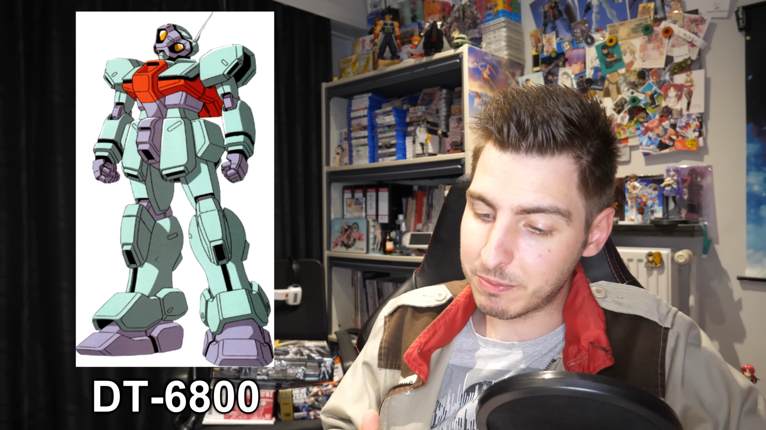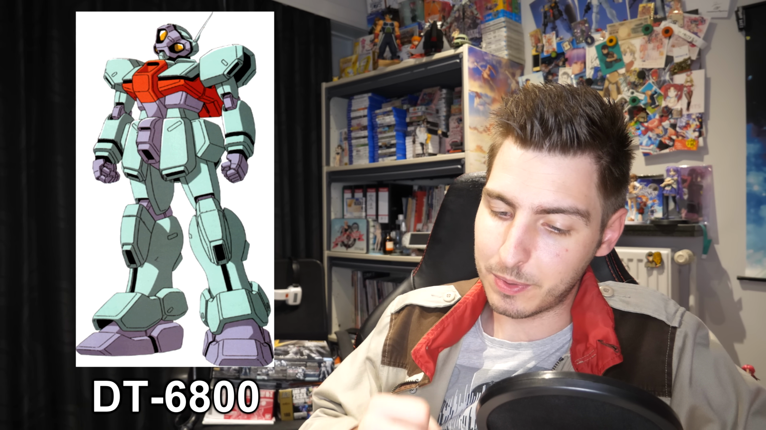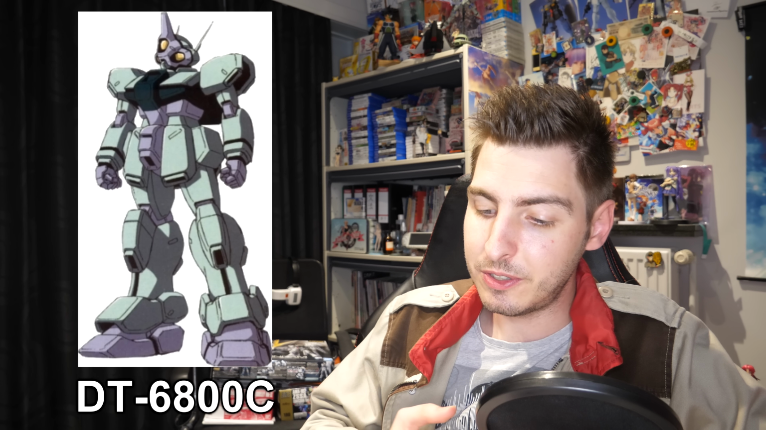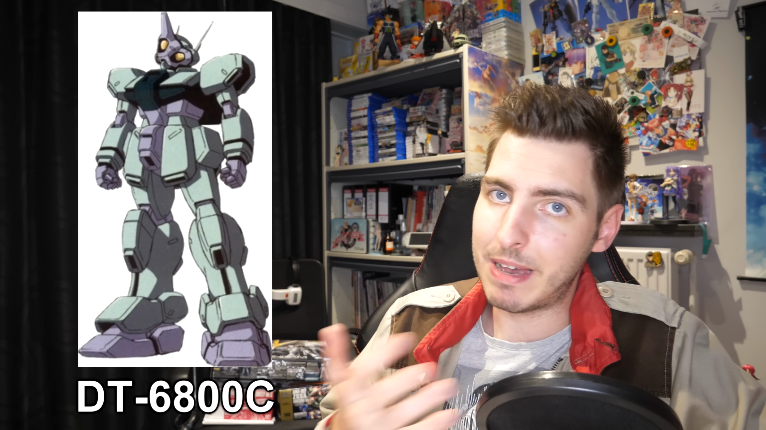Onto the mass-produced machines, they seem to be following largely the same numbering style as the Gundams. They start with DT, denoting that they're a mass production model, and can then be followed by an M for marine units. The numbers that follow are similar to those of the Gundams, and can then be followed by a suffix to denote specialized units like commander units, high mobility units, etc.